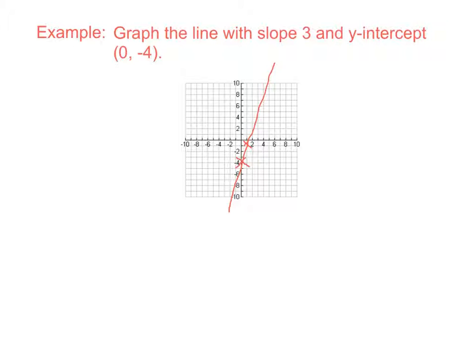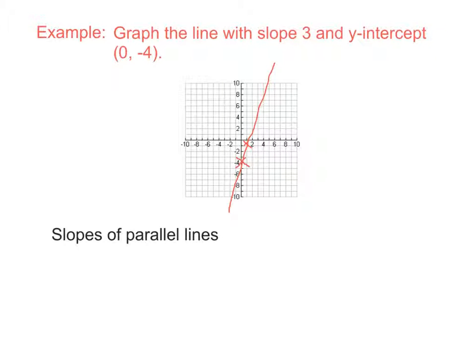Remember, it's change of y over change of x. And since it's positive 3, that means we went up 3 and over 1, or up 3 for the y and over 1 for the x, to give us the second point, connected the 2 points, and that gave us the line. Now, if our slope had been negative instead of positive, then we would have started by going down first, whatever the numerator was, and then to the right. So if our slope is negative, we could go down y and then to the right x. If our slope is positive, we go up y and to the right x.